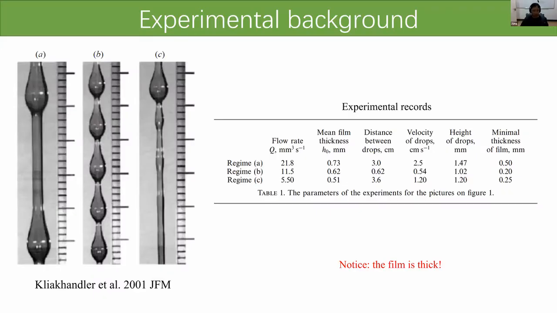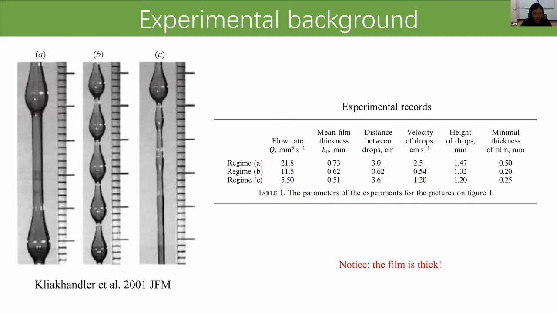Okay, firstly, I would like to introduce the experimental background of this problem. About 20 years ago, Kliakhandler, Davis, and Bankoff performed a series of experimental studies of liquid films flowing down a vertical cylinder. And the thickness of the liquid film is relatively thicker than the cylinder radius. So this is a so-called thick film flow. And they changed the flow rates to investigate how the flow rates influence the flow patterns.